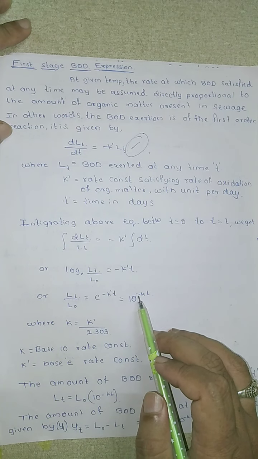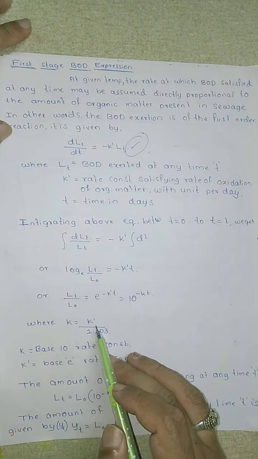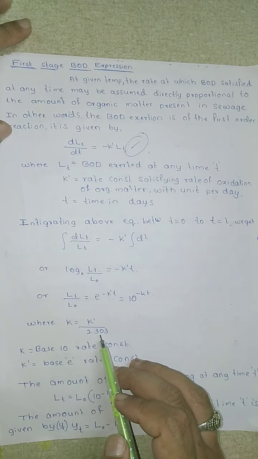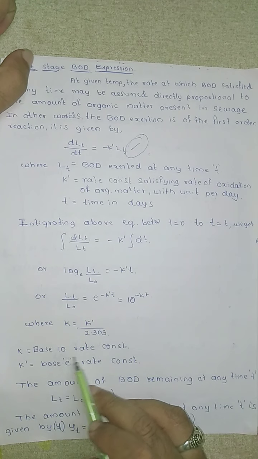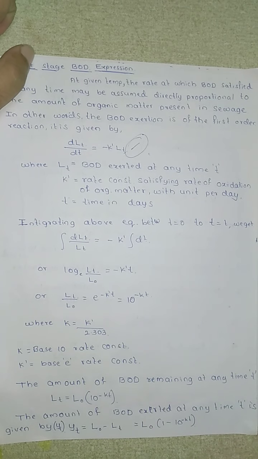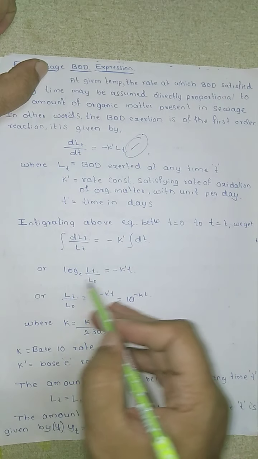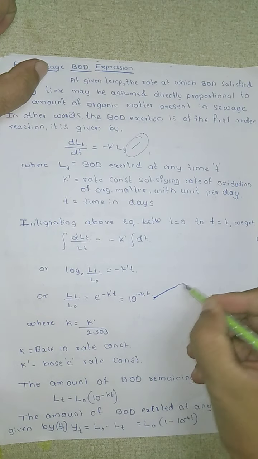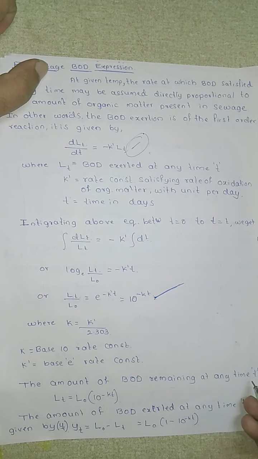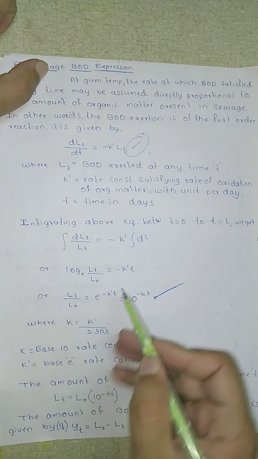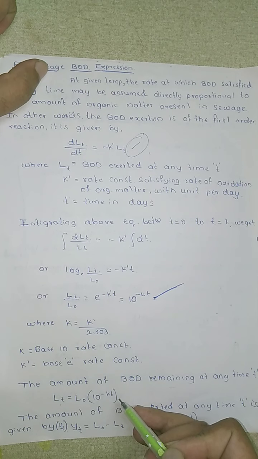10 raised to minus kt, where the value of k is equal to k dash divided by 2.303, where k is the base 10 rate constant and k dash is the base e rate constant. Now if we simplify this particular equation, the amount of BOD remaining at any time t is given by Lt equal to L naught into 10 to the power minus kt.